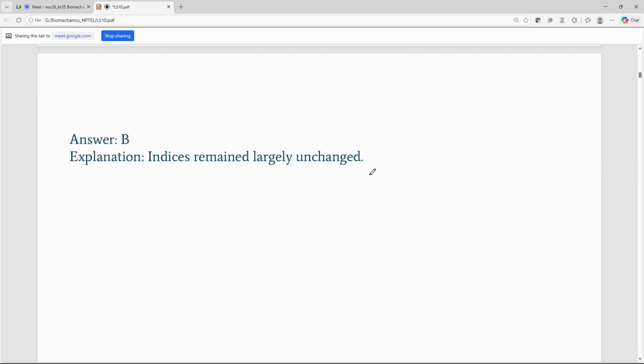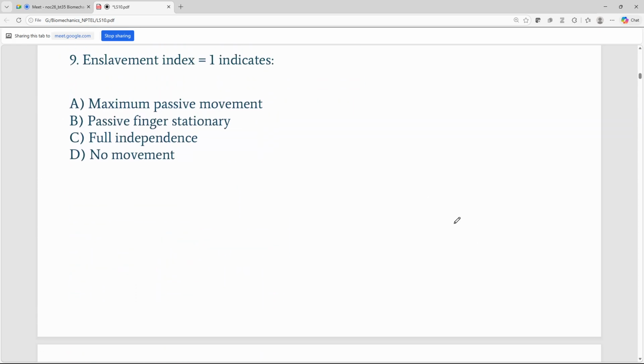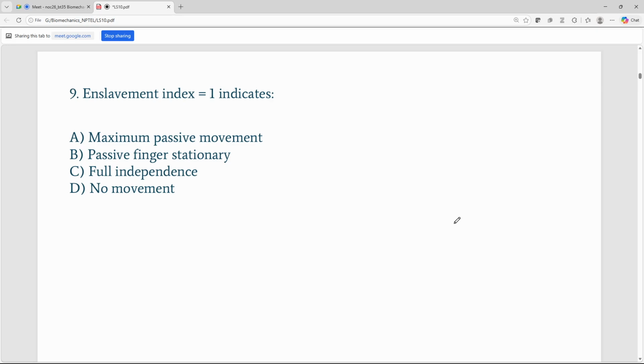Answer is option B. So, in the study of the effect of wrist postures on indices, they were mostly equivalent. For different wrist postures, the indices were equivalent, or the indices largely remained unchanged. Our answer is option B. Next question.